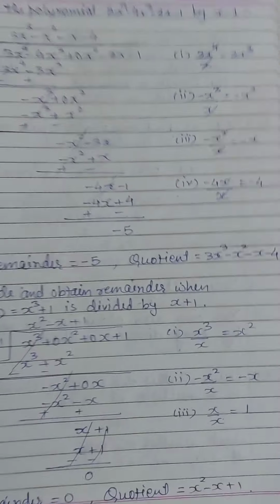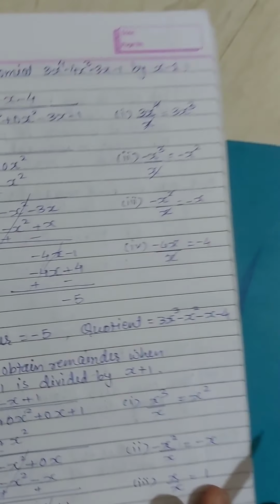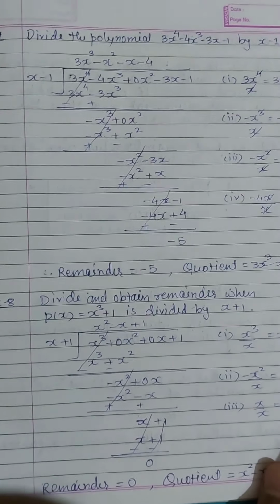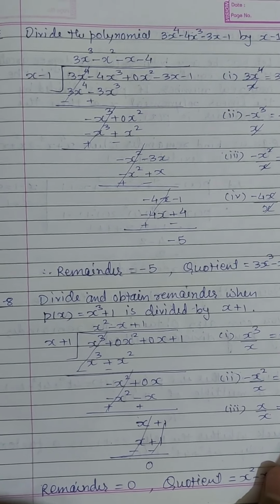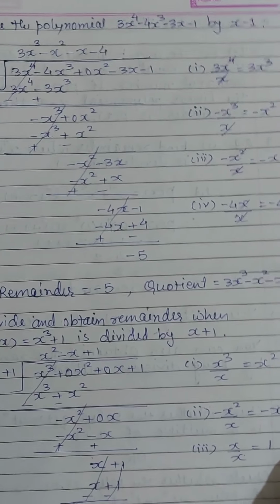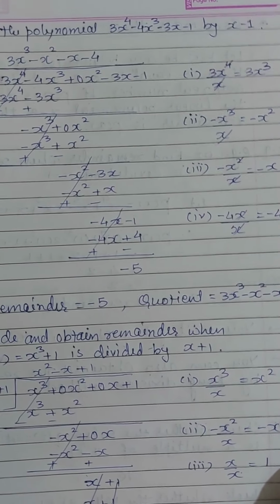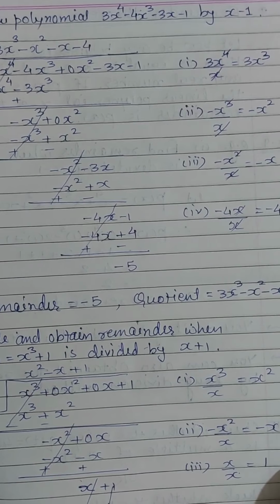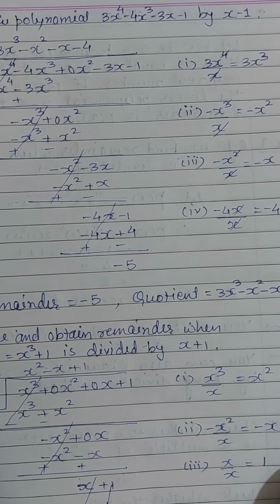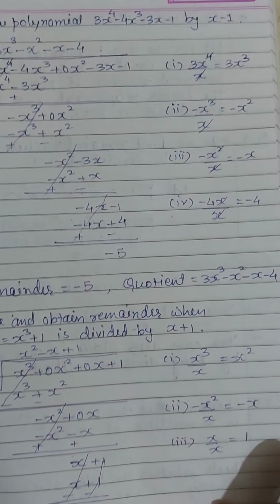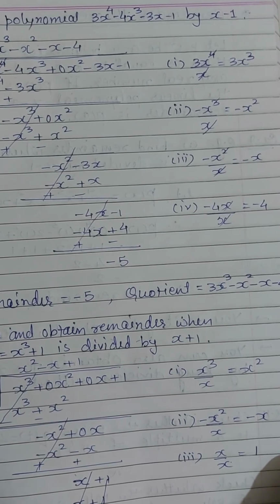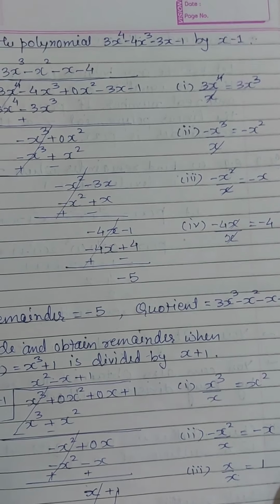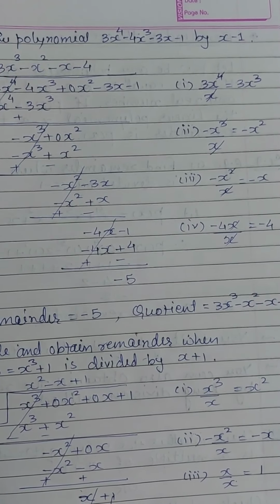One more example we are going to take here to understand the whole concept again. This is question number 6, that is example number 6. Divide the polynomial 3x raised to 4 minus 4x cube minus 3x minus 1 by x minus 1. Now it is very much clear which is the dividend polynomial and which is the divisor polynomial here. Yes, 3x raised to 4 minus 4x cube minus 3x minus 1. This is your dividend polynomial, and x minus 1 is your divisor polynomial.